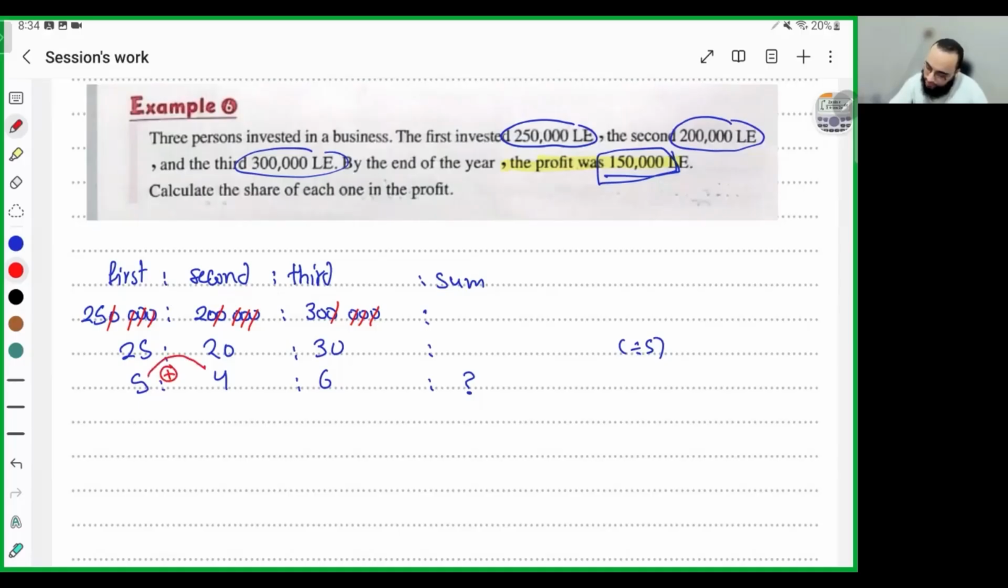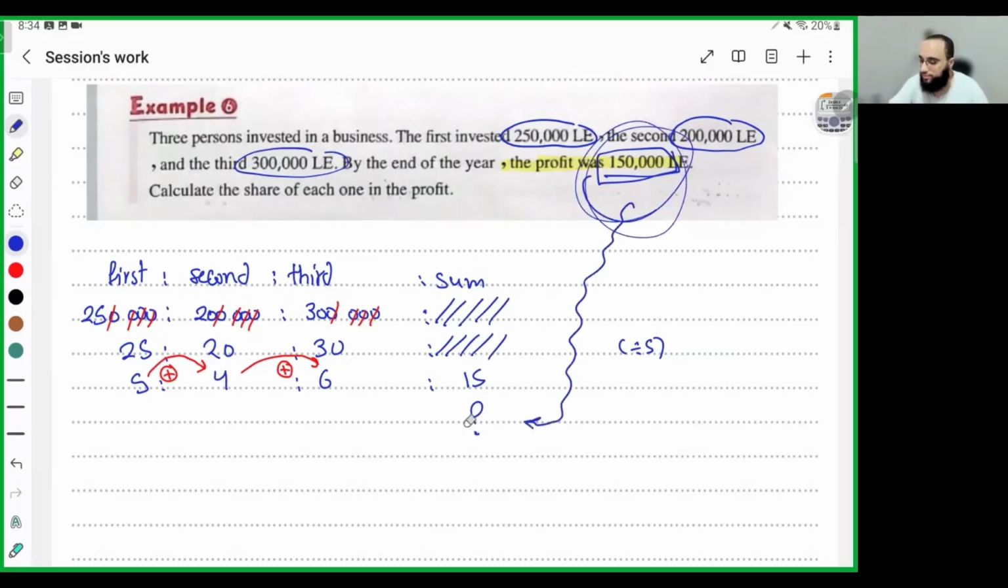Yes, it's 9. 9 and 6, 15. I'll write 15 here. And this is empty and this is empty. Okay. What below 15? The actual profit. Yeah, 150,000. So I do it with another way.